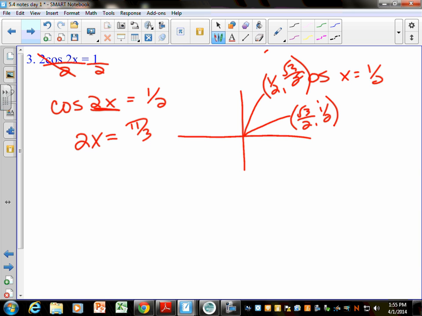Where else? Sorry, besides pi thirds. I always get confused on cosine. What other quadrant is cosine positive? And if pi thirds is the answer, I know it's the same one down here, which is going to be 5 pi thirds.